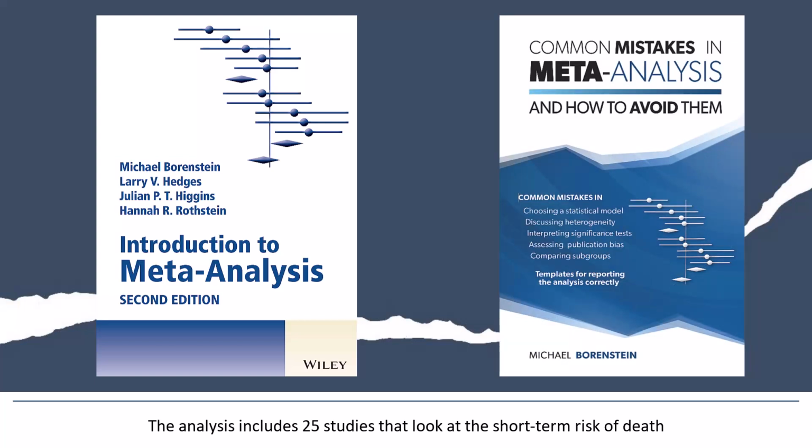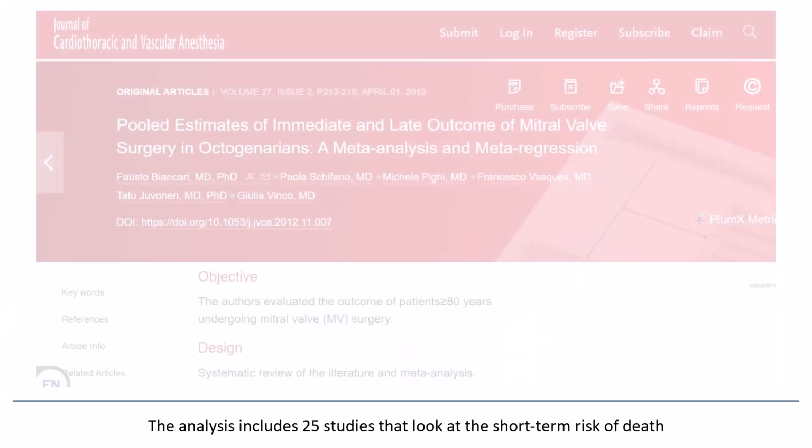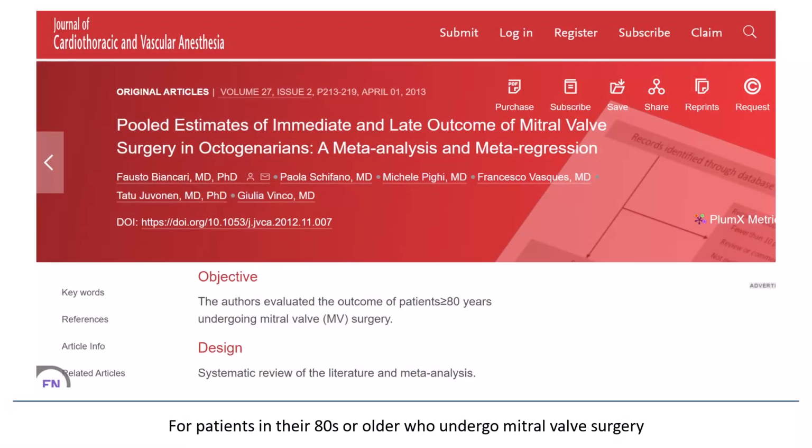The analysis includes 25 studies that look at the short-term risk of death for patients in their 80s or older who undergo mitral valve surgery. That is, surgery to repair or replace the mitral valve in the heart. Each study reports the number of patients enrolled and the number of patients that died either during surgery or shortly thereafter. There is no comparison group. We simply want to know the risk for patients in this age group. The effect size index is the risk or the incidence.